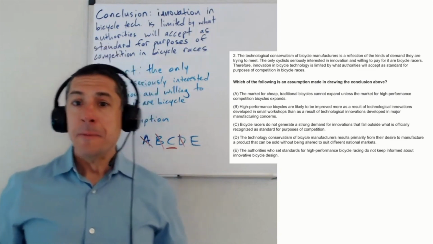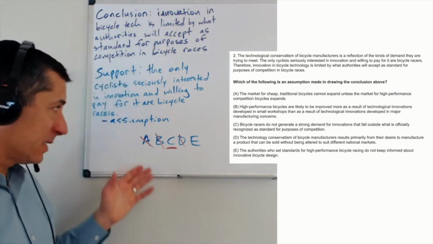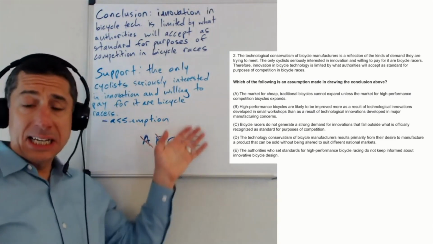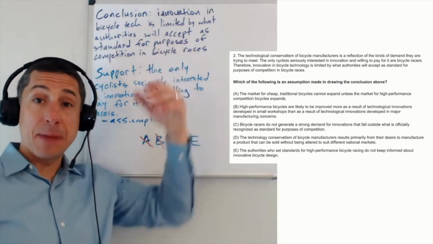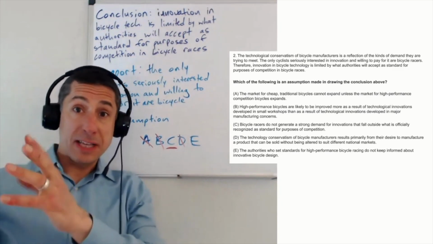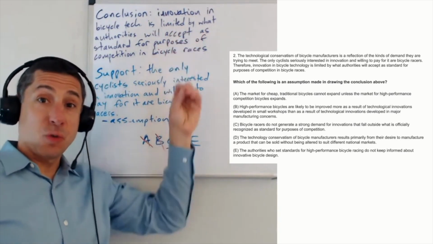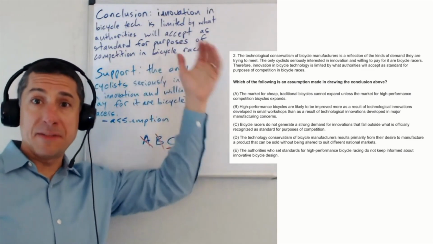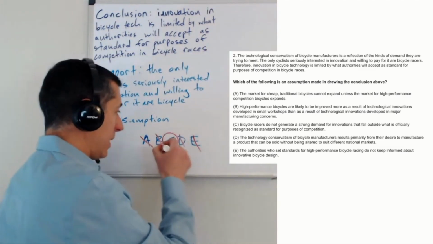And what about E? Authorities who set standards for high-performance bicycle racing do not keep informed about innovative bicycle design. Again, classic, nice, irrelevant thing. Whether or not they know about it has nothing to do with this conclusion, which is that the innovation is limited by what the authorities will accept. Whether or not authorities know about innovative bicycle design or they don't has nothing to do with the conclusion that they control what's accepted as innovation in bike racing, and therefore limit the innovation overall in bicycles. So for that reason, we can get rid of E, and C is our winner.